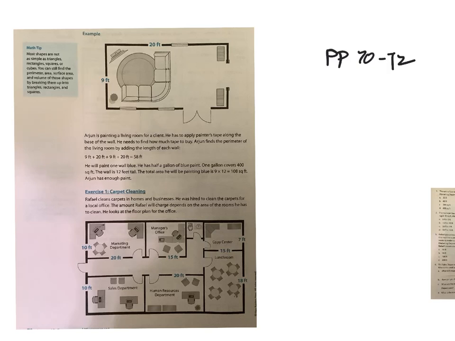So continuing with lesson number 10, geometry and measurement, I'm on page 70, and we're looking at this example. This is called a floor plan, this part right here, because it's showing the floor of a certain part of a house, and in this case it looks like a living room.